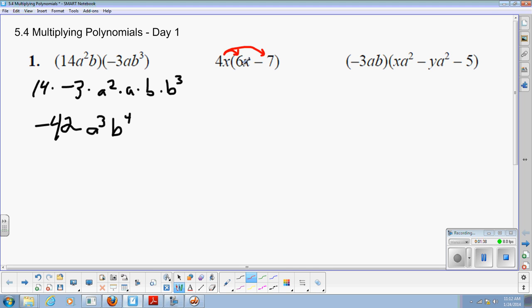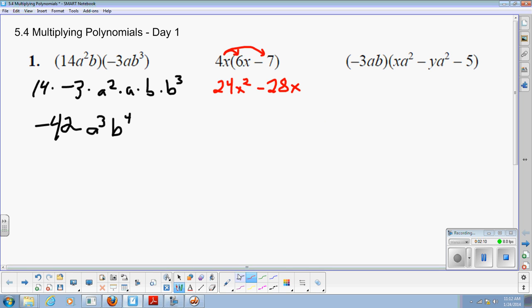So I'm going to do 4x times 6x. I'll multiply my numbers. 4 times 6, 24. X times x, x squared. Now I'll take 4 times x times negative 7. I'll do the 4 times the negative 7, so I have a negative 28. And the x has nothing to multiply with, so I put the x right next to it. So I have a final answer of 24x squared minus 28x.